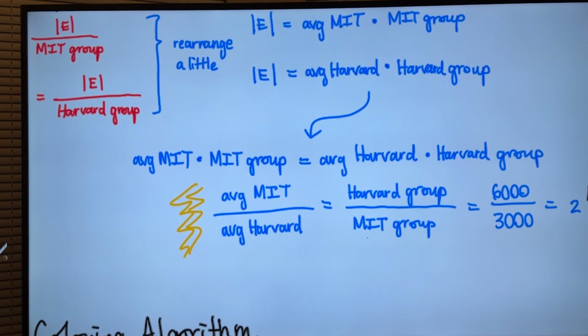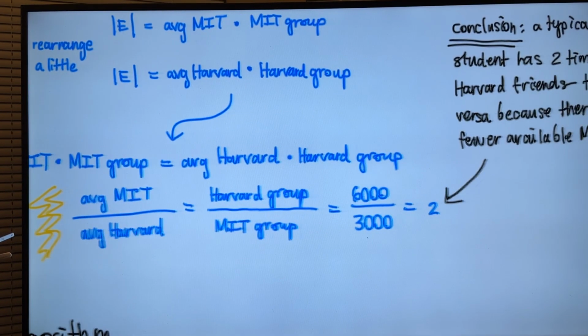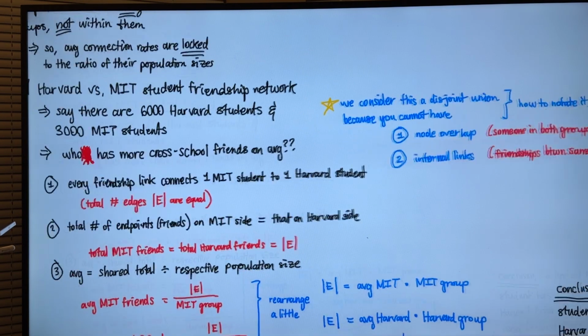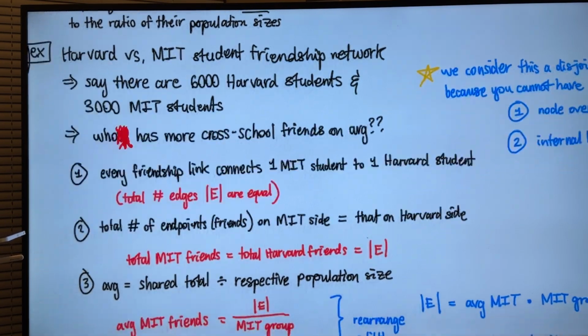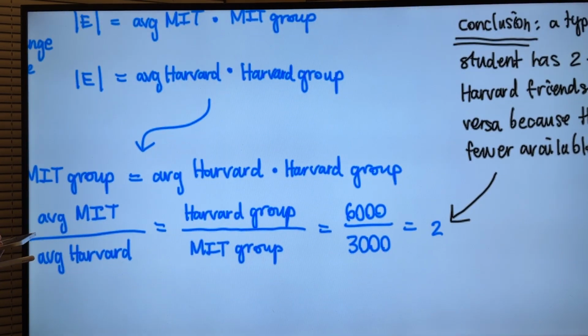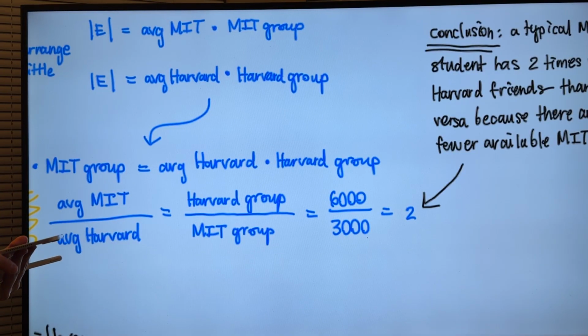It's simple rearranging, really. So if we plug in our numbers from earlier, we said that we have roughly 6,000 Harvard students and 3,000 MIT students. So we have vastly more Harvard students. So let's plug those numbers in. 6,000 divided by 3,000 is 2.